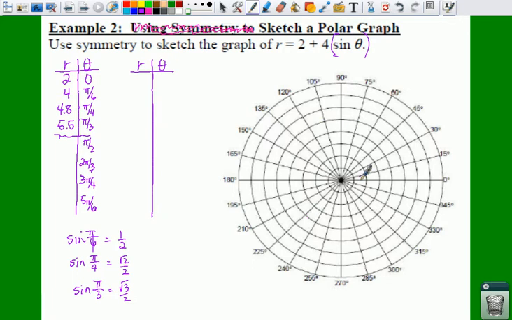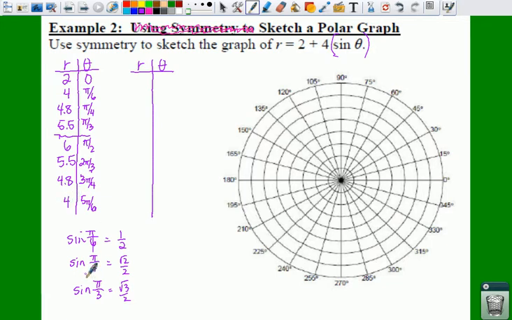So let's do pi over 2. Sine of pi over 2 is 1. 1 times 4 is 4. Sorry, 1 times 4 is 4. Plus 2 is 6. 2 pi over 3, well that's going to be a radical 3 over 2, positive, times 4 gives us a 2 radical 3. 2 radical 3 plus 2, that's going to be the same thing as over here, 5.5. Then you plug in 3 pi over 4, that's a radical 2 over 2, times 4 is a 2 radical 2, plus 2, 4.8. And then we're probably going to get a 4 here.